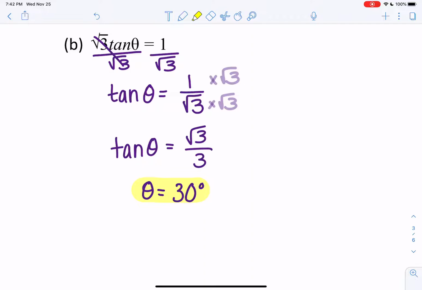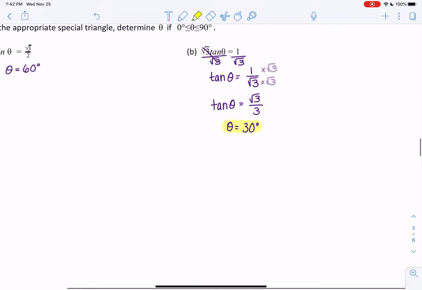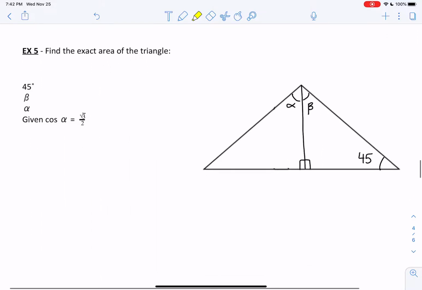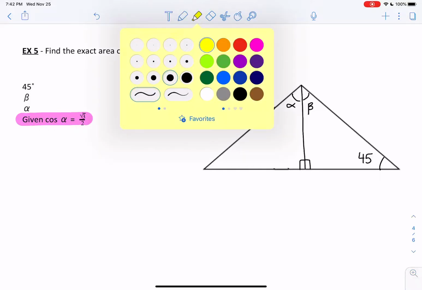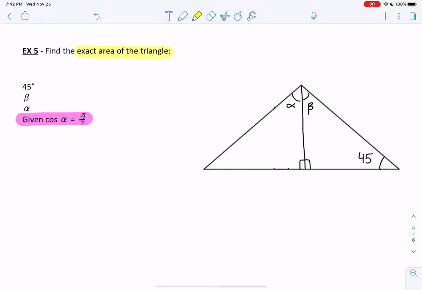Now we have one last example that is a little bit challenging, but it's another important use of our exact values. Now I fixed the diagram on the right, but for some reason it printed wrong. So just be mindful of that and just adjust your diagram to look the same as the one on the right. So what we're given about this triangle is the location of angle alpha, angle beta, and angle 45. We're also told that cosine of alpha is root 3 over 2. Now what we're trying to determine is the exact area of this triangle.